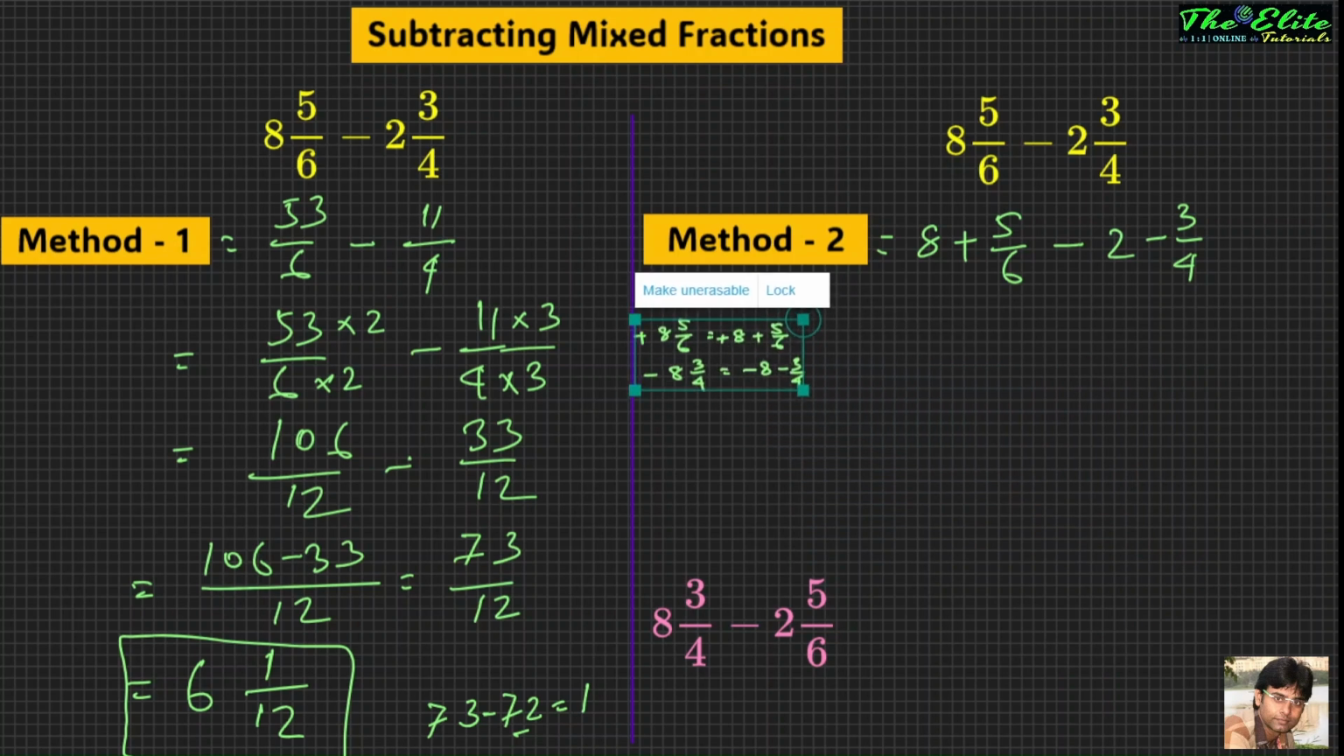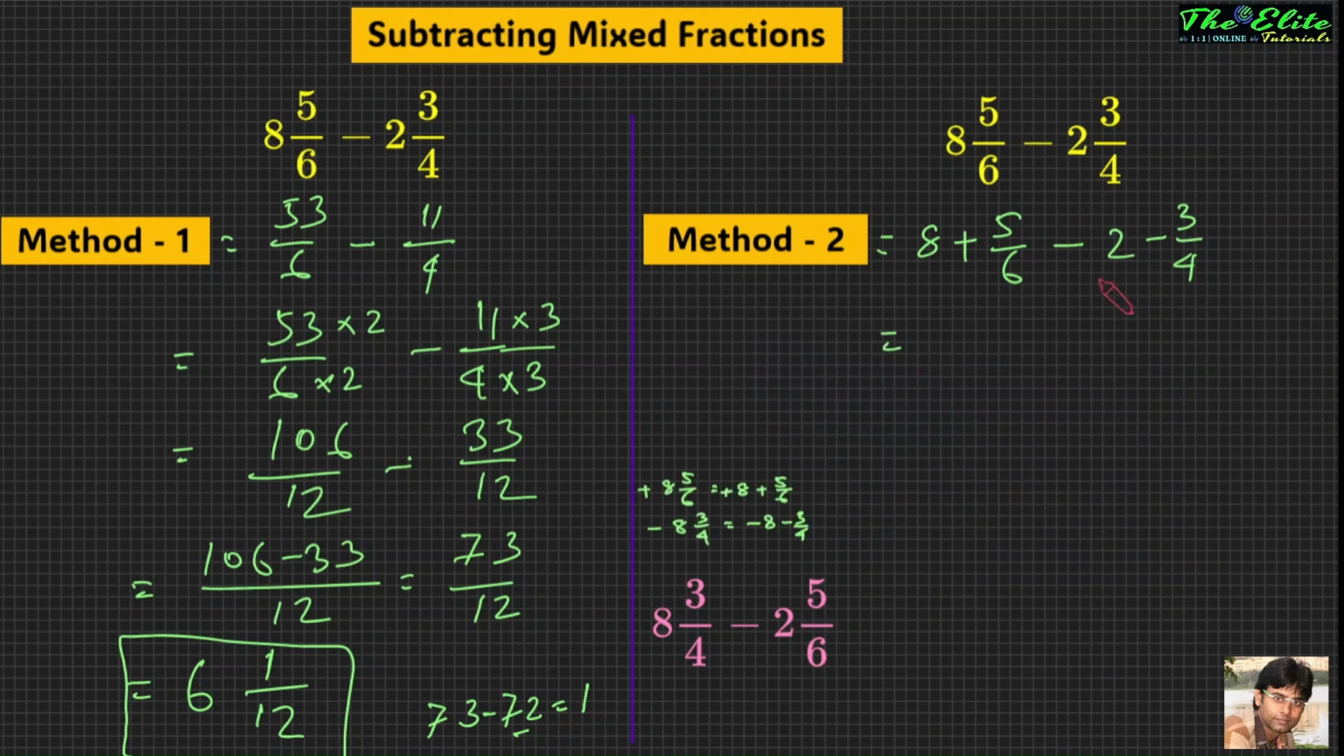Okay, so I'll place it here. Now you see 8 minus 2 you can put, okay, to be more clear together, then plus 5 by 6 and minus 3 by 4 you can put here. This is going to give you 6 and then plus.